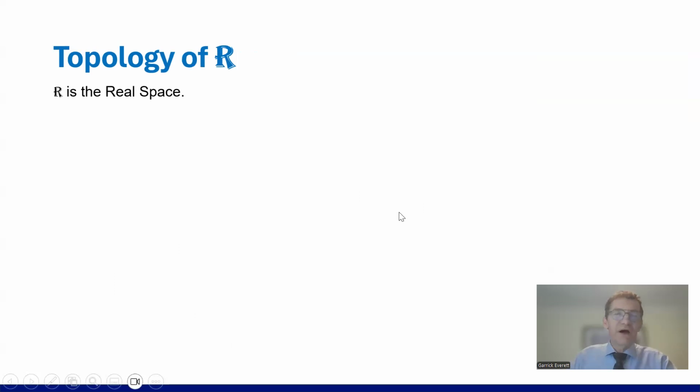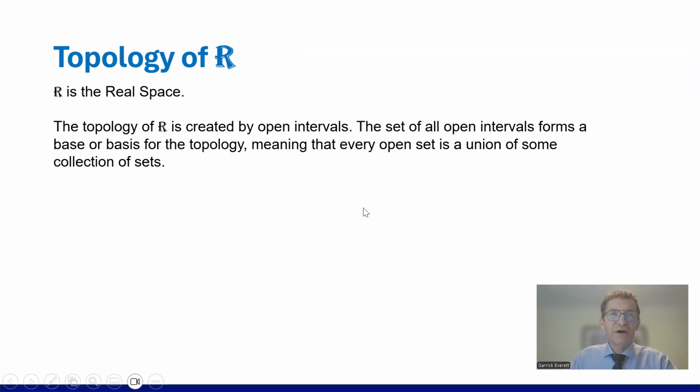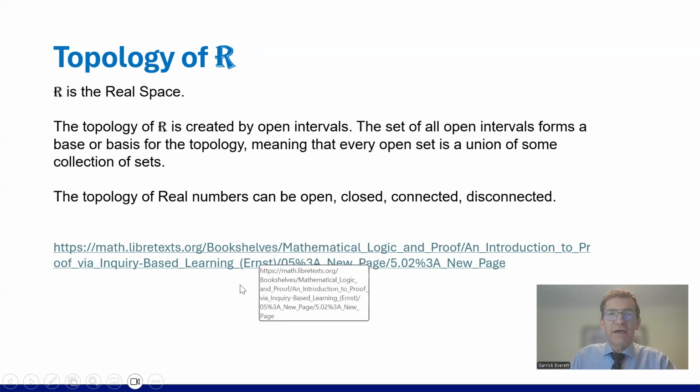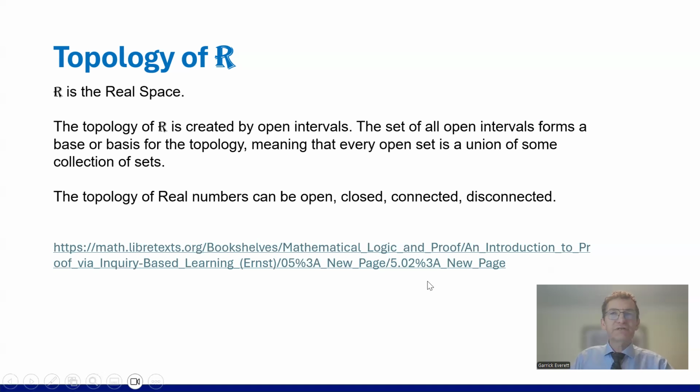Topology of R. R is the real space. The topology of R is created by open intervals. The set of all open intervals forms a base or a basis for the topology, meaning that every open set is a union of some collection of such sets. The topology of real numbers can be open, closed, connected, or disconnected, or combinations of those things. These are things which define or help define the way sets are looked at. Again, here's another link for you to look at. This is in LibreTexts. LibreTexts are pretty good online texts.